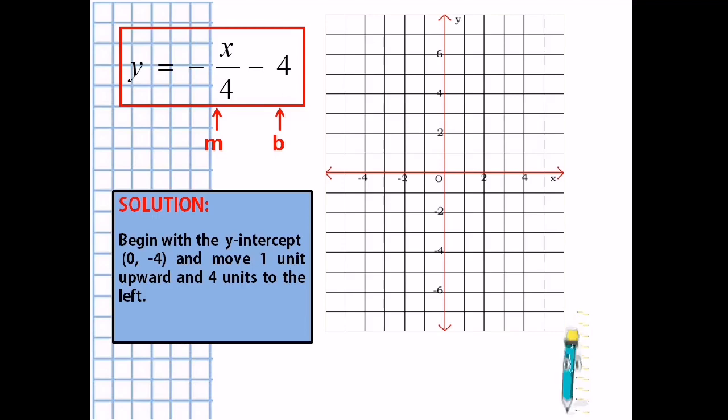So let's have the solution. Begin with the y-intercept 0, negative 4. Okay, so ayun po yung 0, negative 4. And then from that point, we need to move 1 unit upward and then 4 units to the left since our slope is negative. So 1 unit upward and 4 units to the left, and then plot the point and then draw a line that passes through the 2 given points, and that will be the graph of the line.